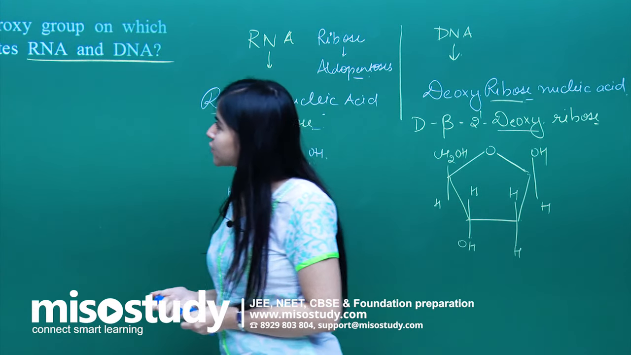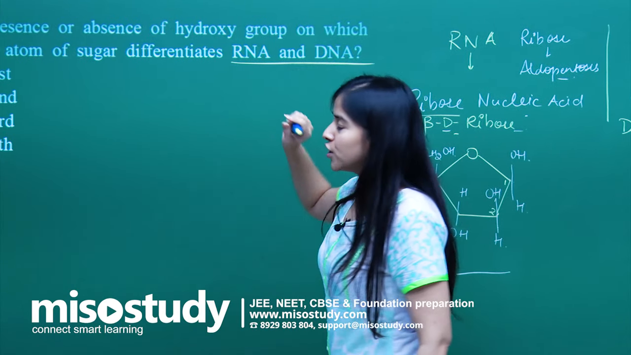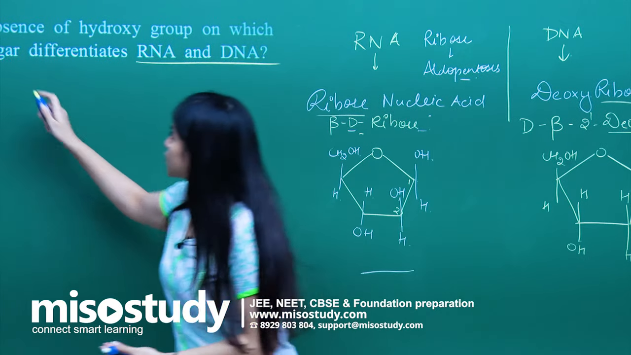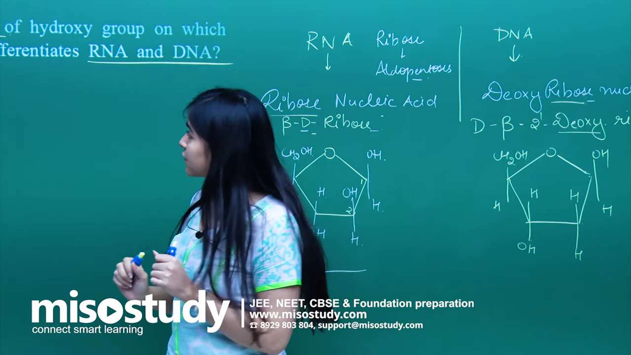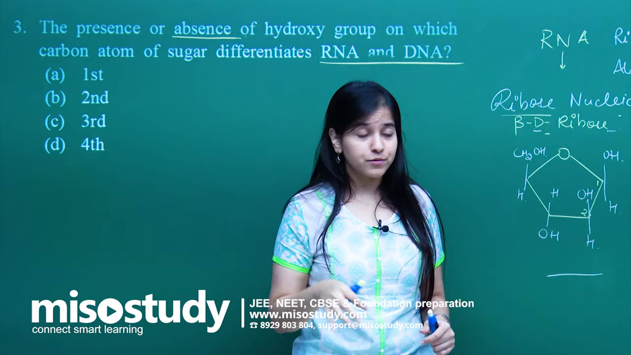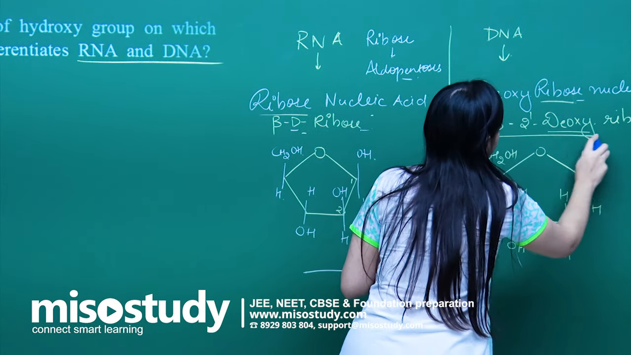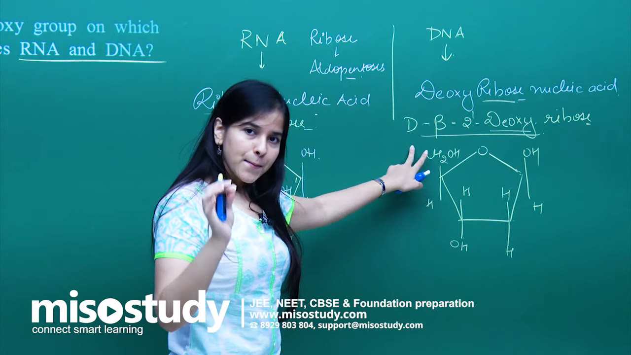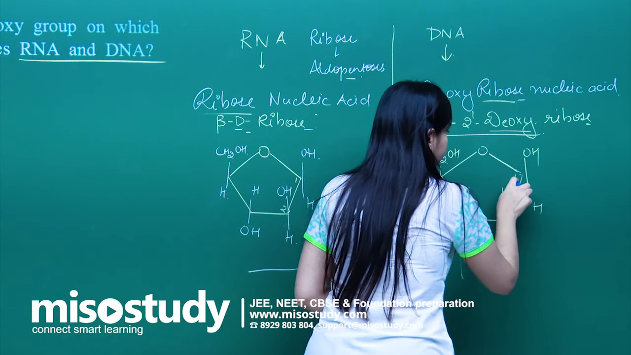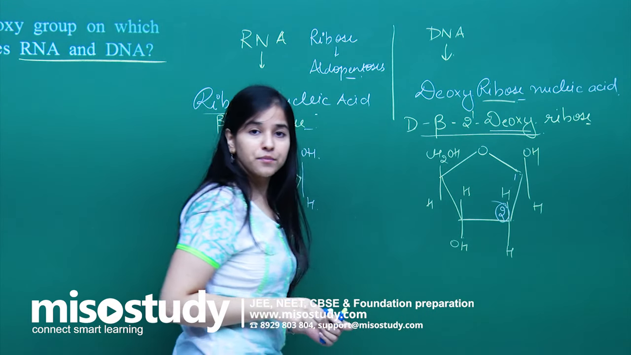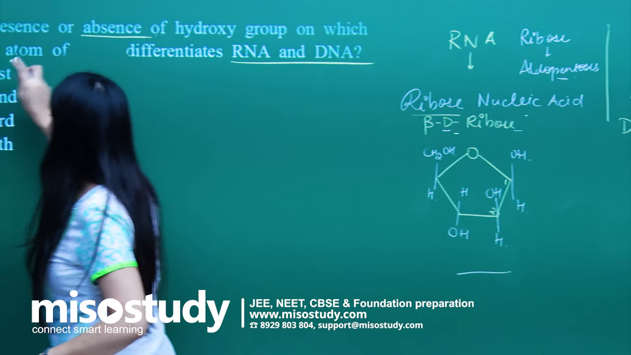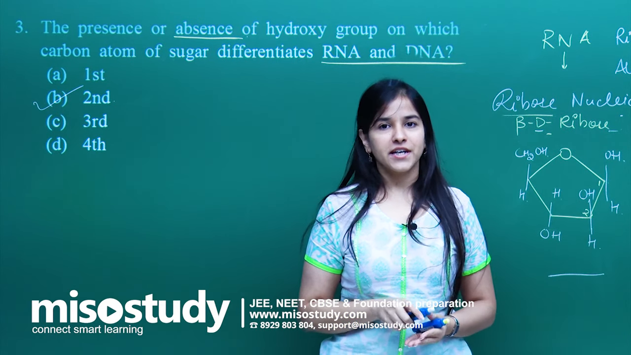So let us analyze the question: the presence or absence of hydroxy group. They are actually asking about the absence of hydroxy group, not the presence. That is the first thing that we have confirmed. And they are asking on which carbon atom it is absent. Here it is very evident from the name itself, but still, for proper clarity, I have drawn the structures as well. On the second carbon atom, there will be a difference of OH group. So let us mark our option. It is B. I hope everybody has got it.